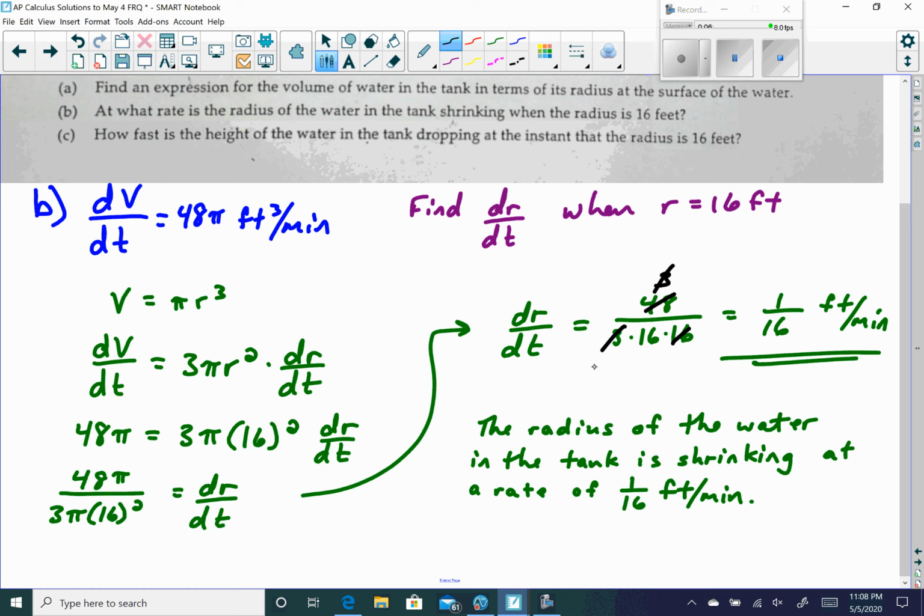If we didn't use that, we would have a negative sign. If we were just saying it was changing, we would want to indicate the negative sign to show that it was decreasing there. All right, and then question C.